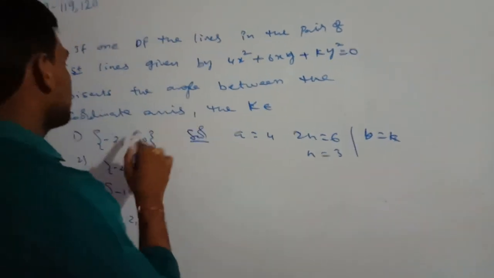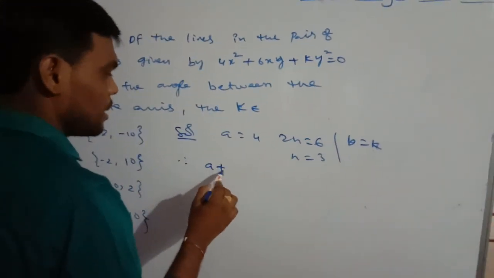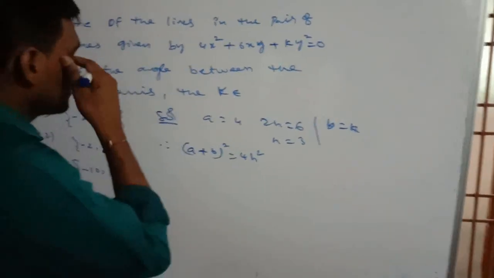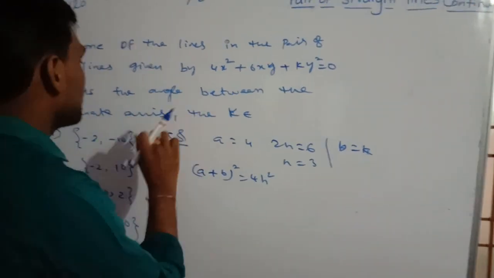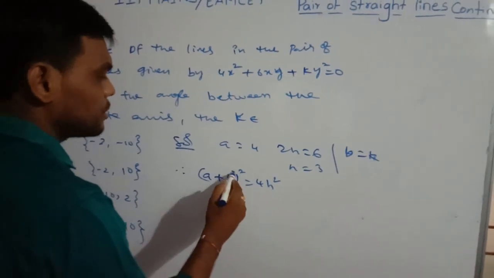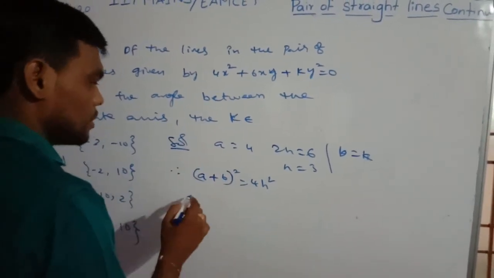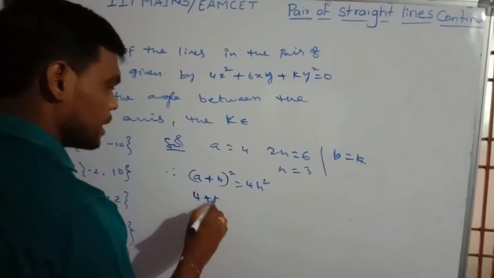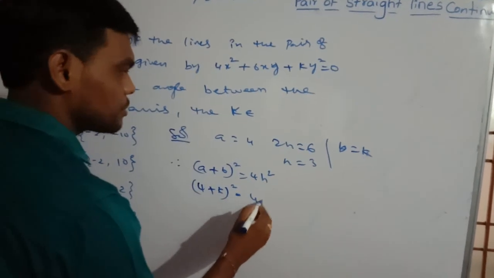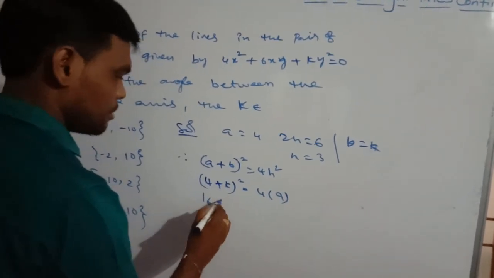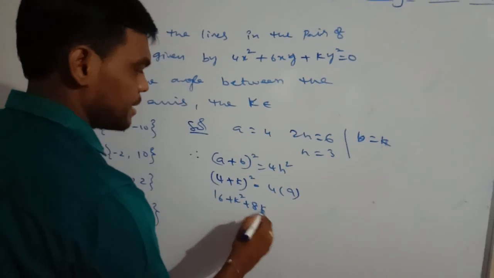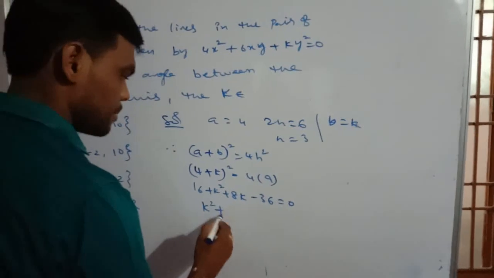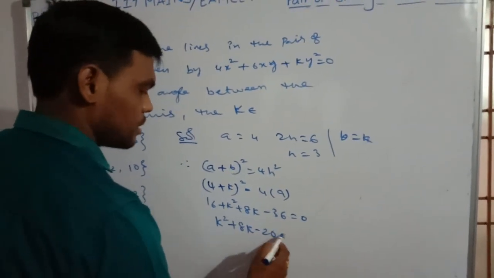Now the bisector of the angle between the coordinate axes: a plus b whole square is equal to 4h square. Now in this formula, a is 4 plus b is k whole square is equal to 4h square and this is 36. Now 16 plus k square plus 8k minus 36 is equal to 0. Now k square plus 8k minus 20 is equal to 0.